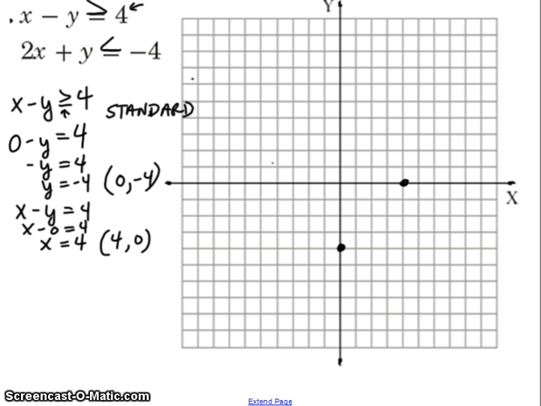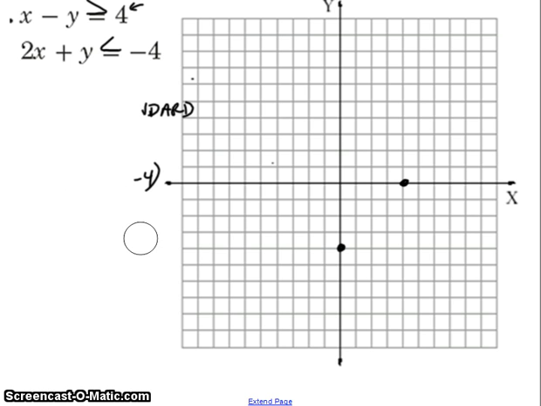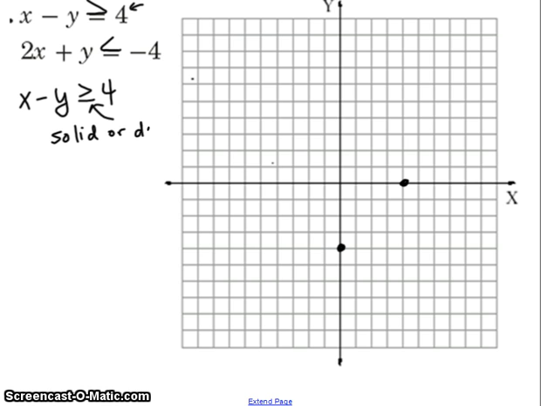You might need more room to write down your work. I'm just going to erase this, but you guys don't erase it, I just need more space. In this case, I have x minus y is greater than or equal to 4. Since I have greater than or equal to, am I going to draw a solid line or a dotted line? If it's equal to, remember it's a solid line. So I'm going to draw a solid line through these two points.